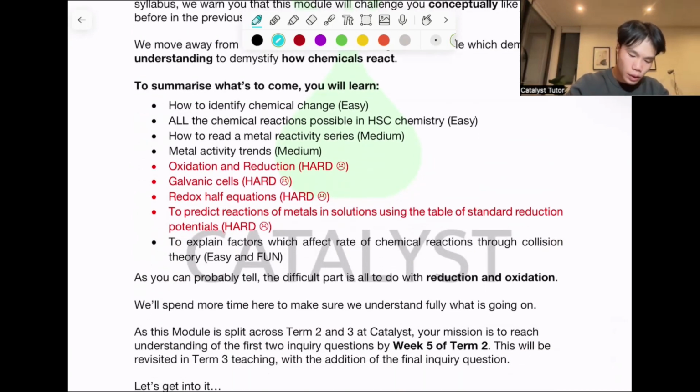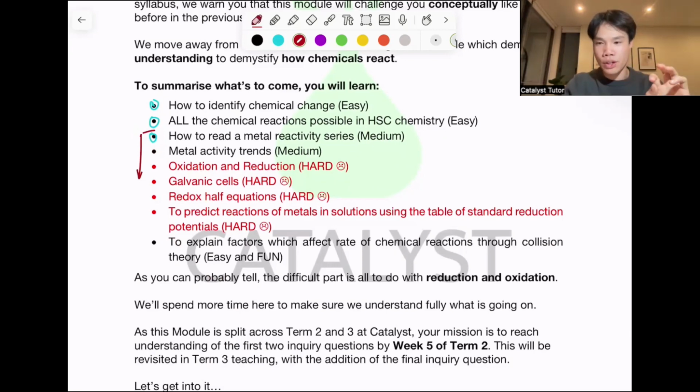So today we'll be talking about chemical change, all the reactions possible, hopefully, and we'll touch on metal reactivity as well. Next time, we'll kind of pick up midway and try work our way down as far down as possible, but it gets pretty rough through the middle.